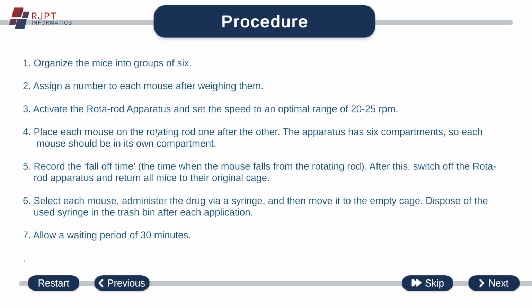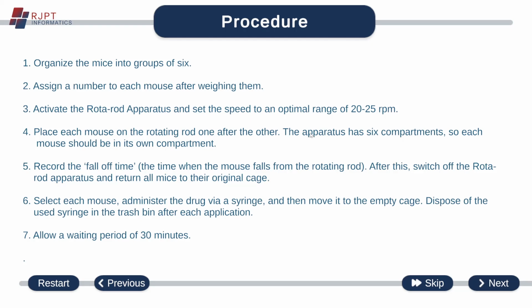Then place each mouse on the rotating rod one after the other. The apparatus has six compartments, so each mouse should be in its own compartment. As we have seen earlier in the image of the apparatus, it has compartments, so we are using the Rota-Rod apparatus of six compartments. That's why we are using six mice.